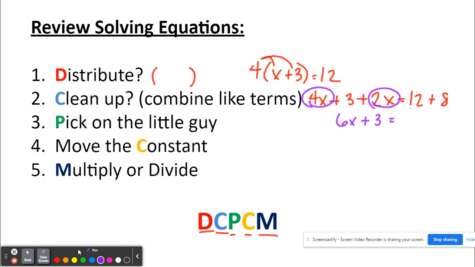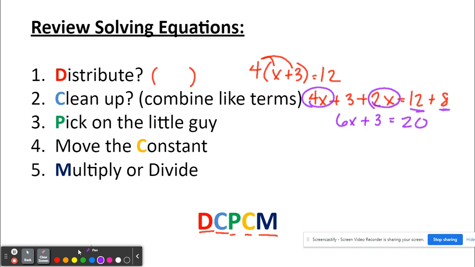And then even over here, this 12 and this 8 are like terms. They're both whole numbers. They don't have a variable attached to them. And so I have 20 on this side. So cleanup just means go through and combine anything that's alike that I can combine together.